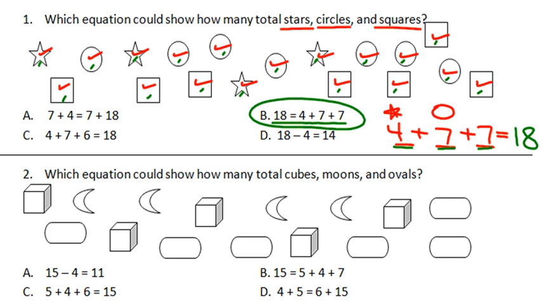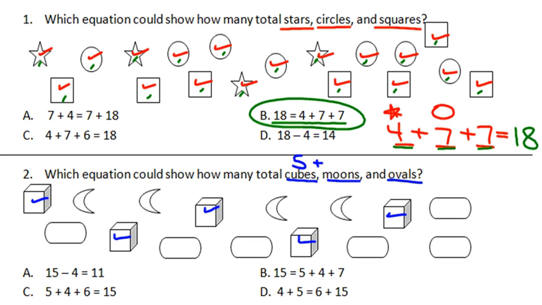Now let's look at number 2. Number 2 says, which equation could show how many total cubes, moons, and ovals? Well, again, we have three add-ins, cubes, moons, and ovals. So let's count them. I'm going to count each one by itself first. Let's start with cubes. 1, 2, 3, 4, 5. I'm actually going to put it right here above cubes. That's a nice place to take those notes.